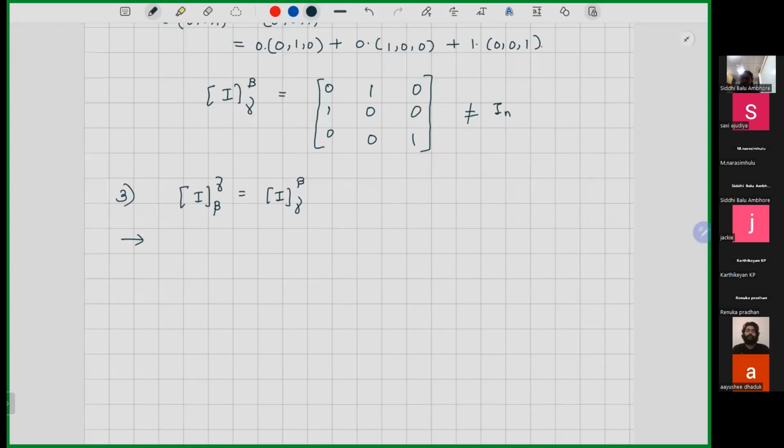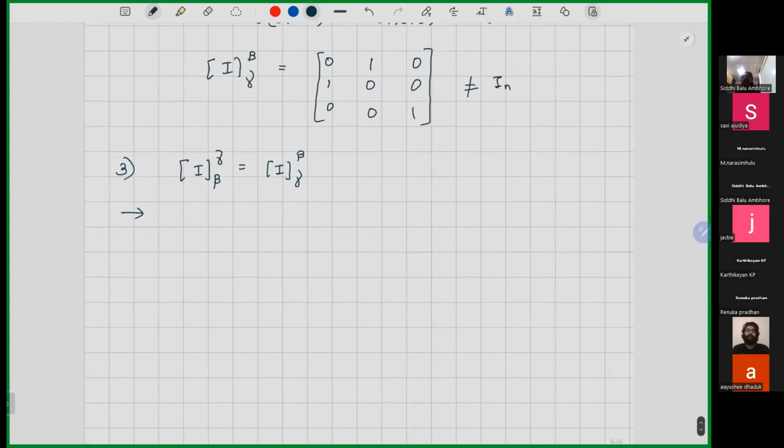Any guesses or no guesses or only confusion? Okay, so Hetvi said that this is false. Karthikeyan is saying now this is true. Okay, so let us start writing, and we will see what we get.